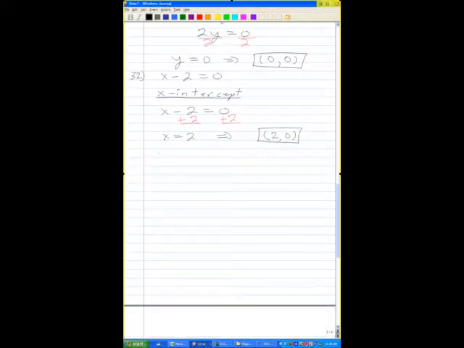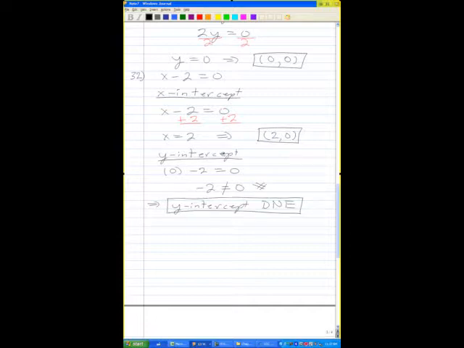Let's find the y-intercept. Let's set x equal to 0 and solve for y. Well, 0 minus 2 is negative 2, but negative 2 is not equal to 0, so that's a contradiction. Therefore, the y-intercept does not exist. So there is no y-intercept. DNE means does not exist.